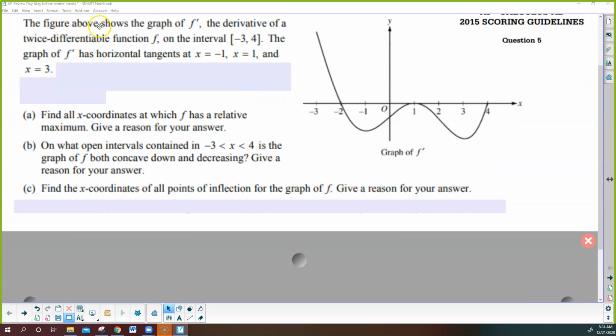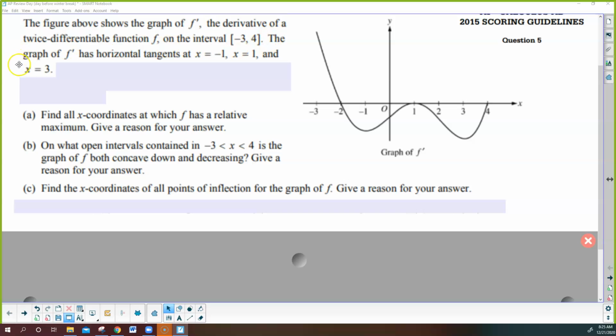The figure below, or on the side here, gives us the graph of f prime. So this is the graph of the derivative of a twice differentiable function, which means the derivative exists twice. If you see twice differentiable, we also know that it's continuous for all of f. So this is a nice continuous graph for f on the interval from -3 to 4. And the graph of f prime has horizontal tangents at x equals -1, 1, and 3.